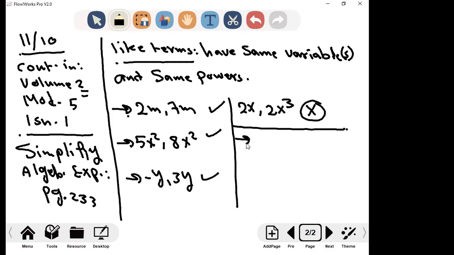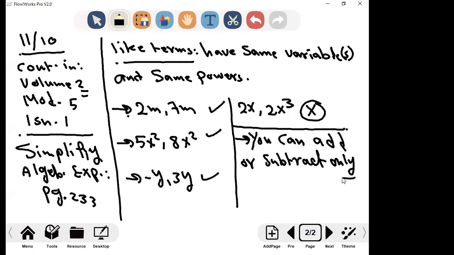And we said that you can add or subtract only like terms. If the terms are unlike, you cannot add or subtract them. You can multiply and divide them, but later on we will talk about multiply and divide. Done? We did the boxes, if you remember. Let's go to example 1 directly.